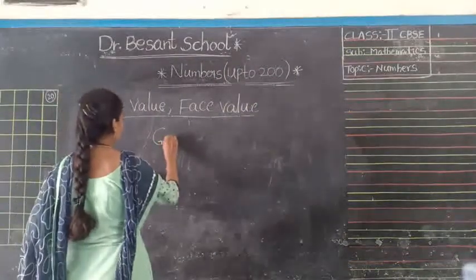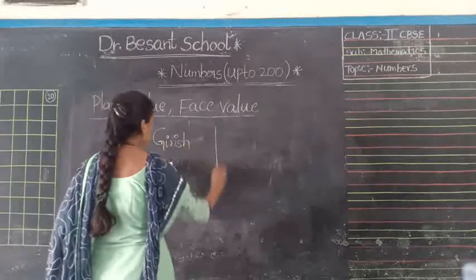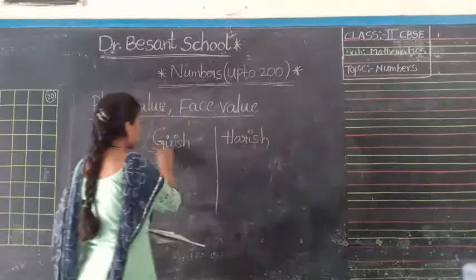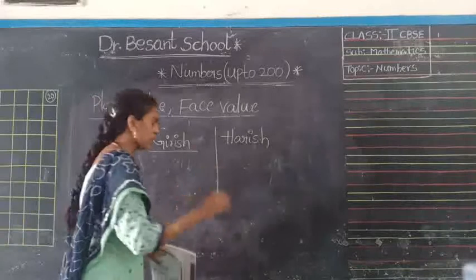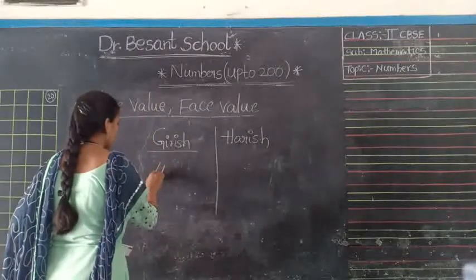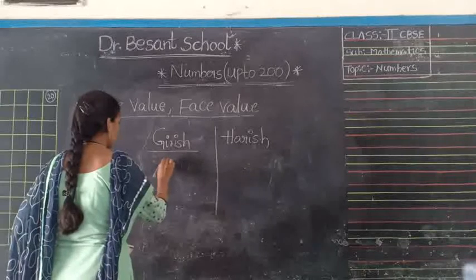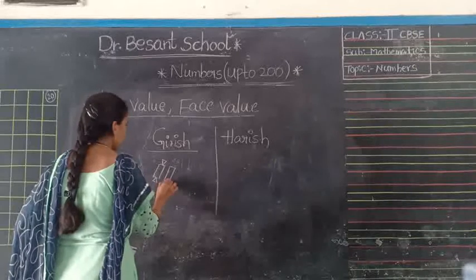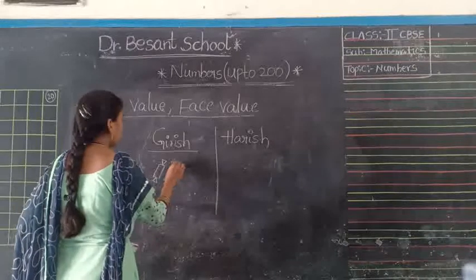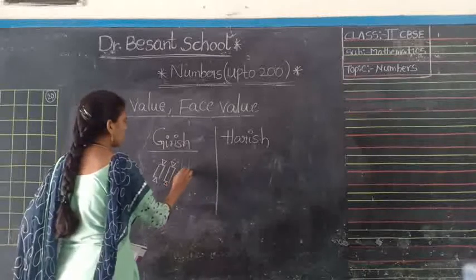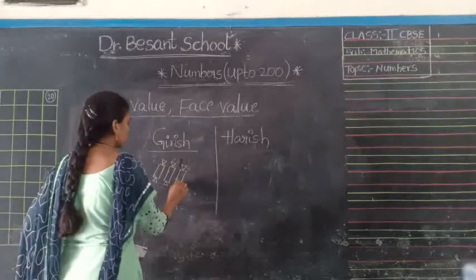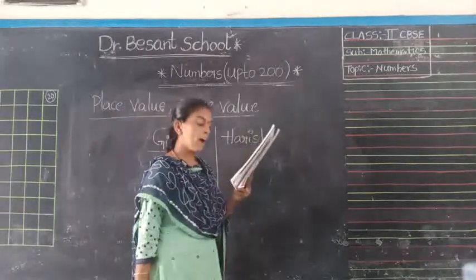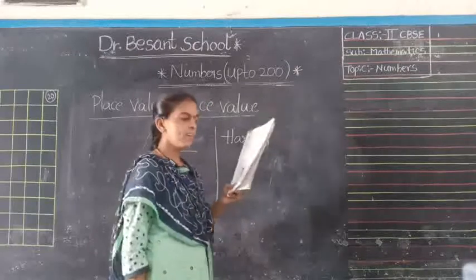So here is Girish and here is Harish. Girish buys how many chocolates? Only 3. Only 3 chocolates Girish buys. But Harish bought how many? 3 packets. 3 packets means in each packet there will be many chocolates. But see here, how many chocolates are there in each packet?